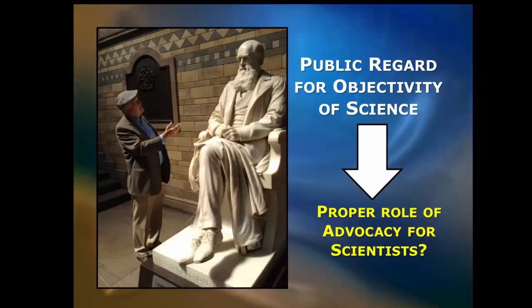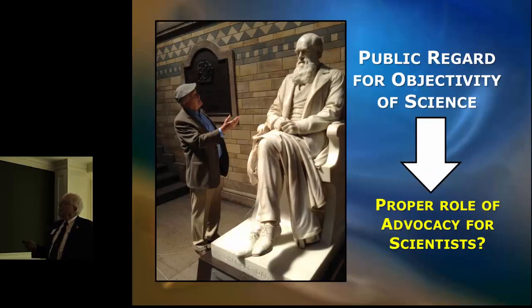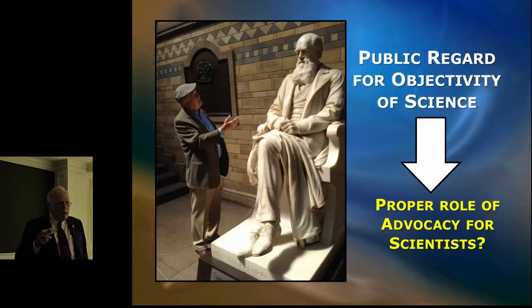Okay. So it leads us to the idea of the way the public looks at the objectivity of science, and it takes us to the question of, can you be an advocate in your scientific field and be objective? I would argue that it's perfectly okay for you to advocate for anything you want to. It's a free society, we can petition the government. But you should not be advocating within your own field for public policy, simply because it then takes away your objectivity. You see what I'm saying?